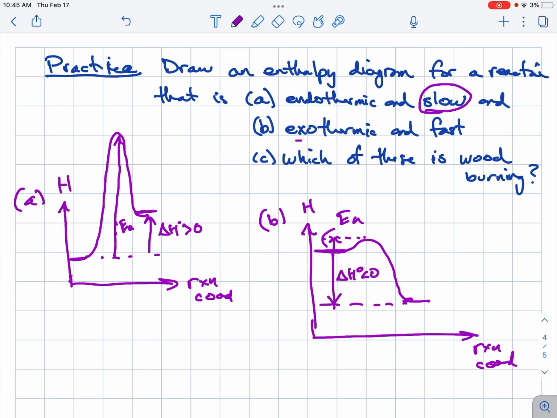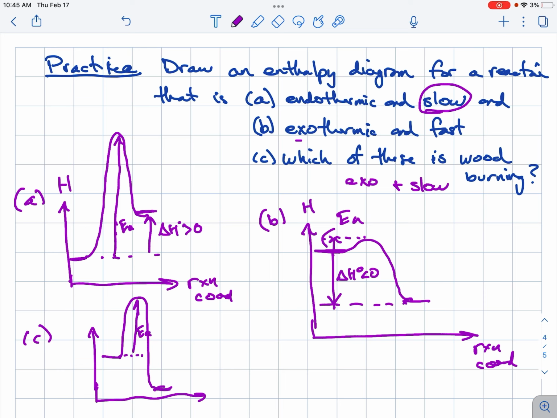Wood burning would be exothermic and slow, right? I mean, I guess it could be. It's fast once you get it burning, I guess. But it has a high activation energy that requires the input of something like a match to get going. All right, so there you'd want to have a very exothermic reaction with a big activation energy to it, right? Because you can't get a fire started without lighting it on fire. All right. Sorry about that.